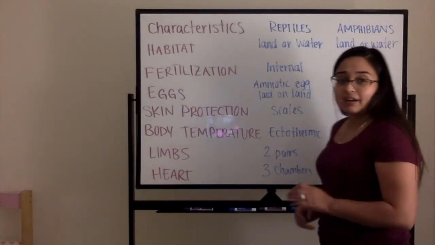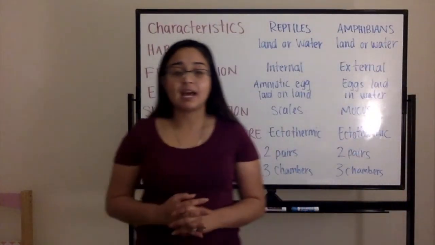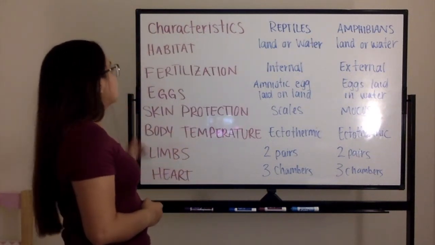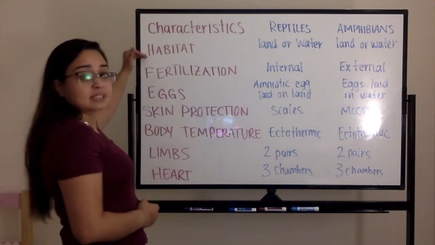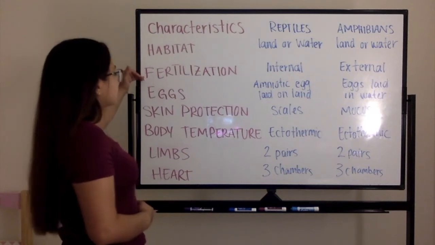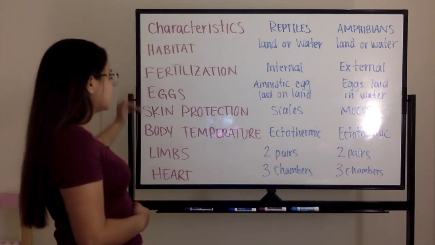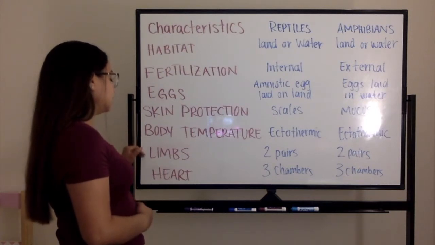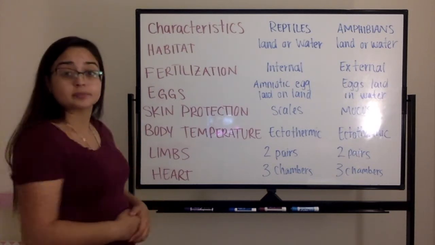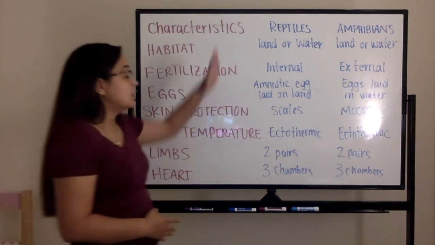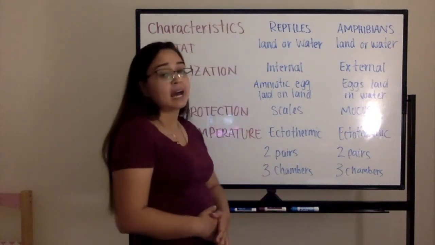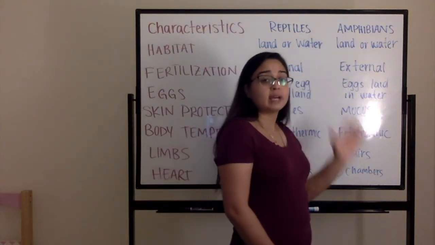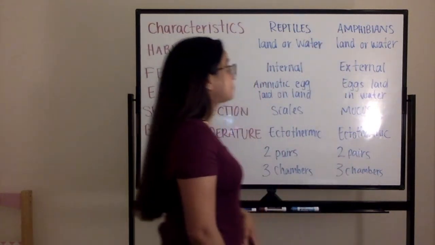So here I have a chart. And in this chart I have listed characteristics, which are habitat, fertilization, eggs, skin protection, body temperature, limbs, and height. Okay? And on the first column, we have reptiles, and in our second column, we have amphibians.